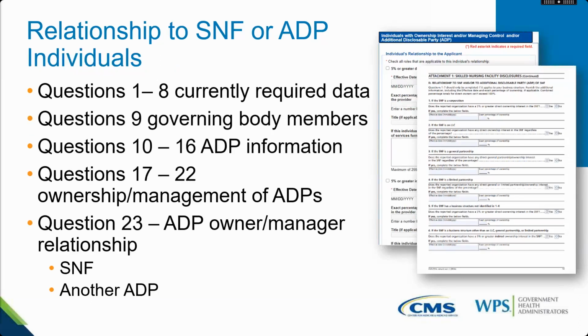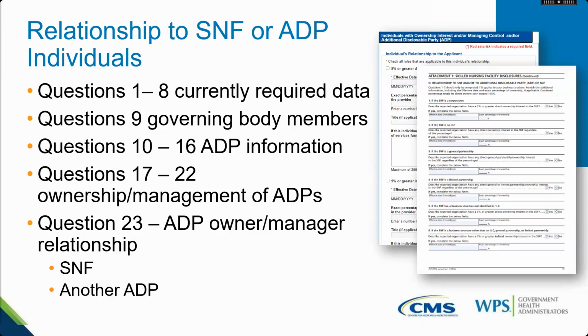So on individuals, this is where you might notice a slight numbering difference from this presentation that you downloaded. The slide here is showing that update. So again, questions 1 through 8, and we're talking about individuals here. This is the currently required information. The name, the social, NPI, PTAN if there is one. Question 9 is for governing body members. So this may not apply to everybody. It's a yes or no question.